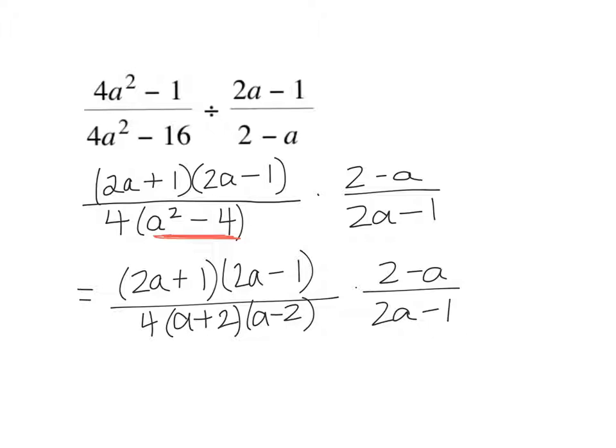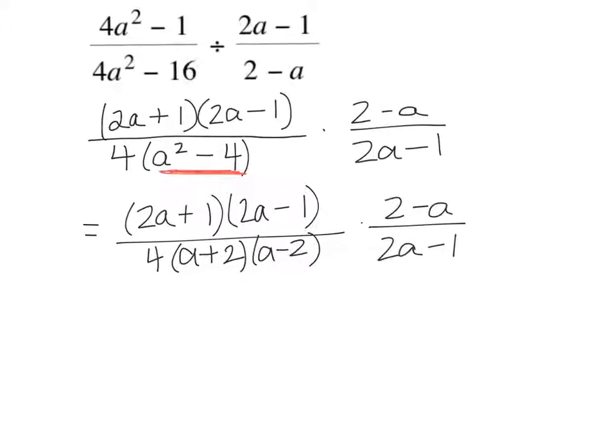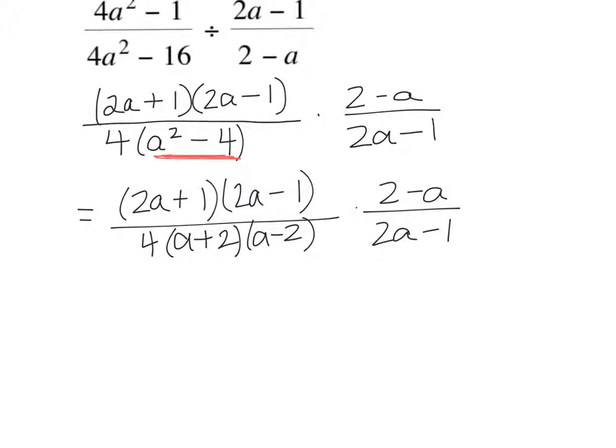Now at this stage you are looking for common things to cross off. What do these two have in common? 2a minus 1, that's something for sure. Anything else? A minus 2 and 2 minus a. So we did talk about that the other day, that they can cancel, but they're not identical. So what do you have to do if you cancel them? You have to make it negative.